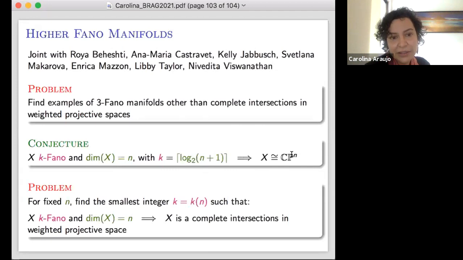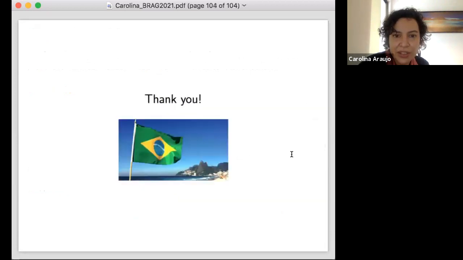And maybe even more, for each fixed dimension n, we believe that one should be able to find the smallest integer k such that the k Fano condition in dimension n characterizes complete intersections in weighted projective space. For the moment, even k equals 3 independently of n could work. We don't know. Okay, so this is what I wanted to tell you today. Thank you very much for your attention.